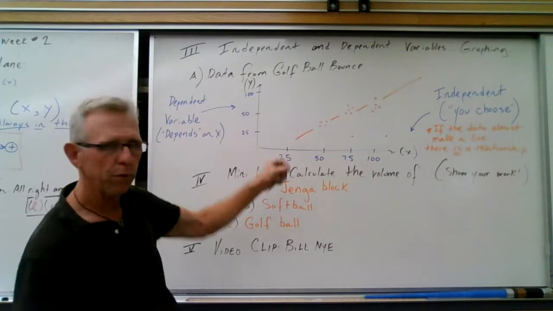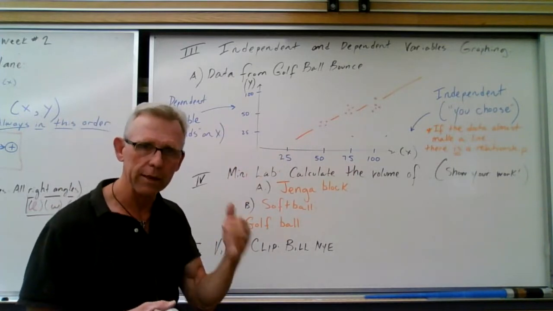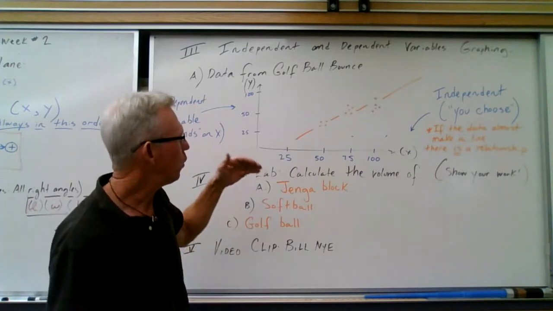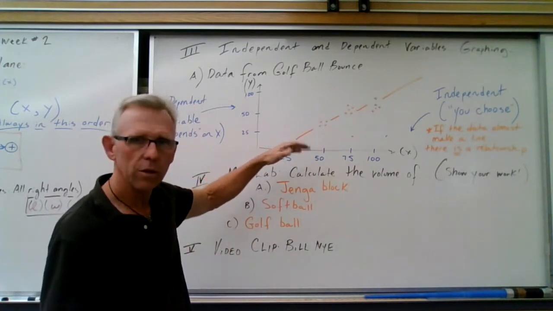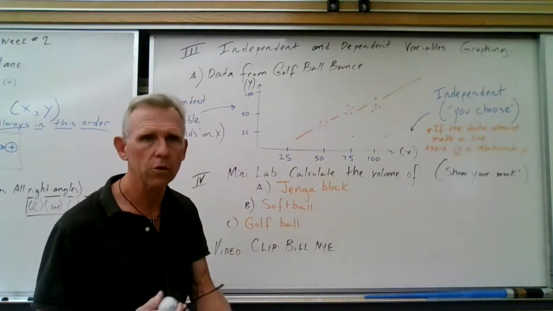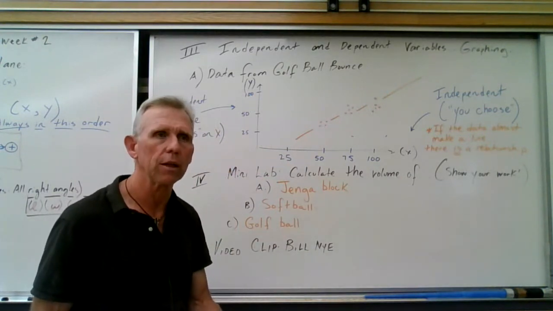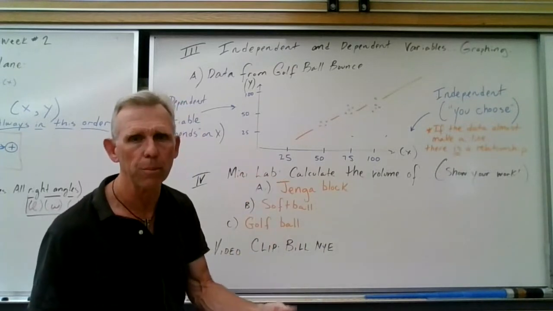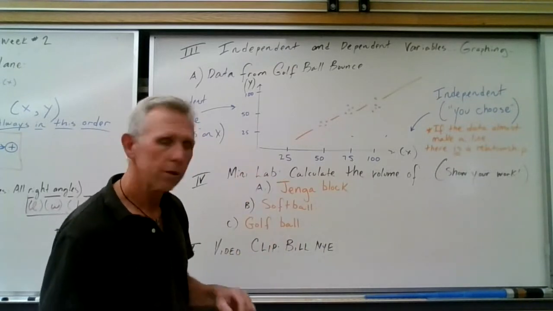In other words, if there's a connection between the independent and the dependent variable, what you notice is the dots, the data points, make almost a line. Not a perfect straight line. It's almost never a perfect straight line, but it's close. You can show that there's probably a relationship between the two variables. It's not always the case.